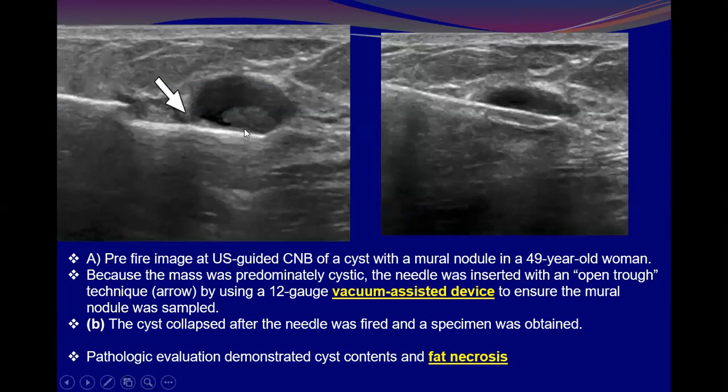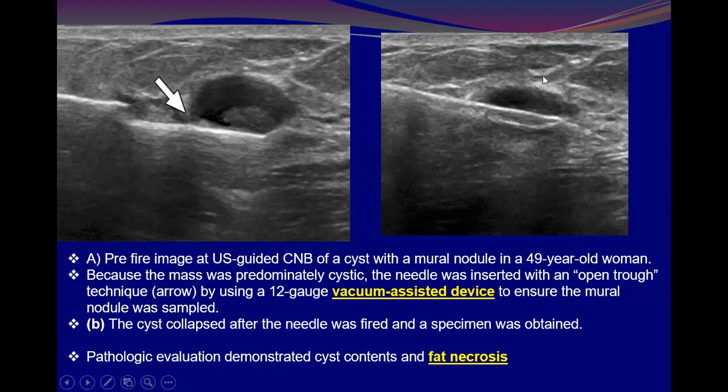This is an example of breast biopsy, you see, for a complex lesion, and this is pre-fire here. Okay, the image guided pre-fire. This is the needle, and this is after firing for a vacuum assisted device, because the lesion, as we mentioned, is predominantly cystic.